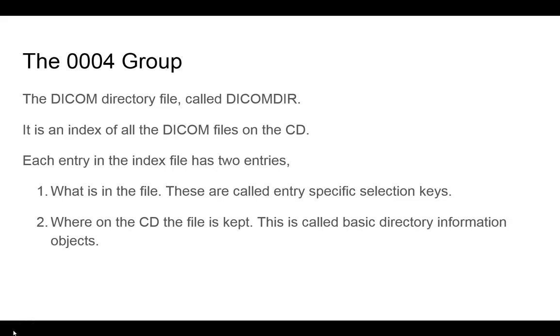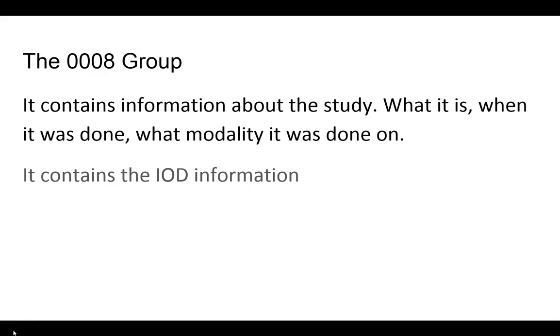The 0004 group is the index. It tells the DICOM reading software what's on the CD and where to find it on the CD. Lastly is the 0008 group. It's the data object information. It's the IOD data. The 0002 and 0004 group is not meant to be human readable. The 0008 group is meant for the humans to be able to read it.